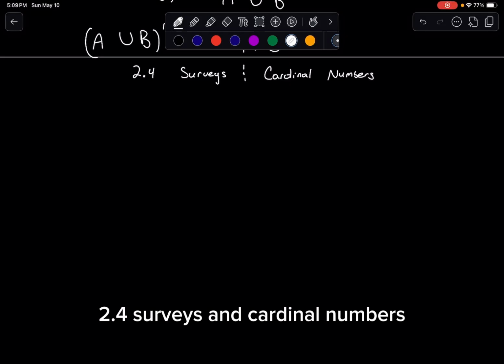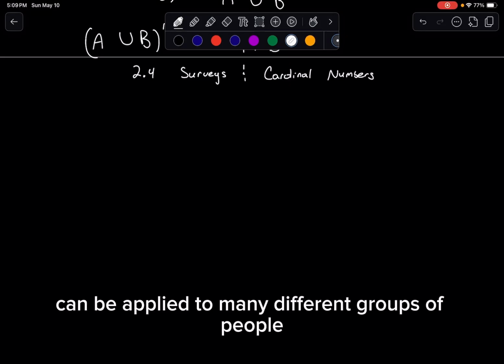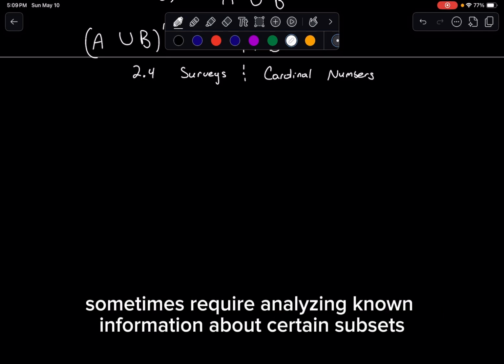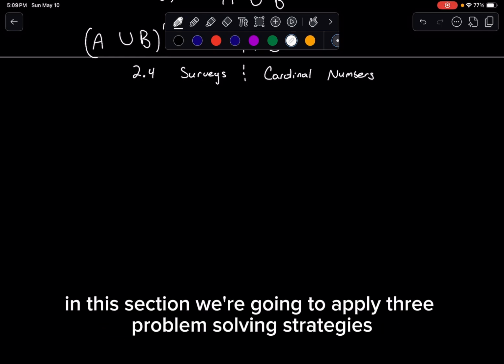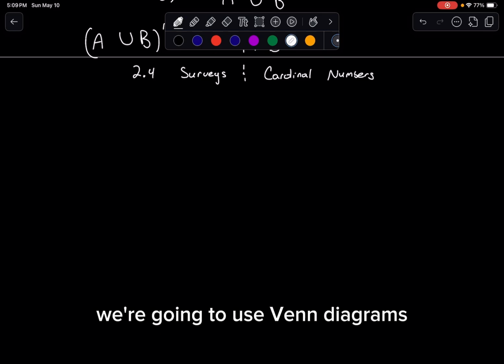2.4 Surveys and Cardinal Numbers. The techniques of set theory can be applied to many different groups of people or objects, and the problems addressed sometimes require analyzing known information about certain subsets to obtain cardinal numbers of other subsets. In this section, we're going to apply 3 problem-solving strategies we have learned so far to solve such problems. We're going to use Venn diagrams, cardinal number formulas, and tables.